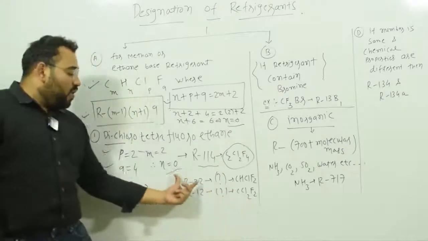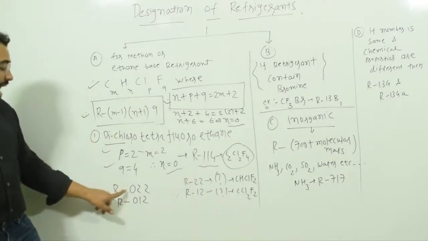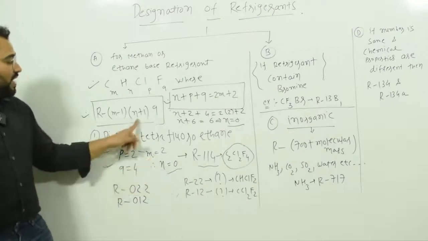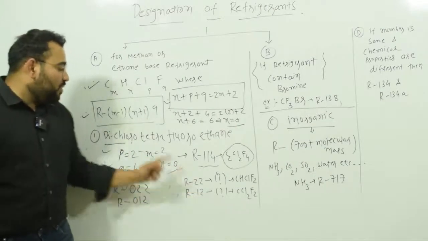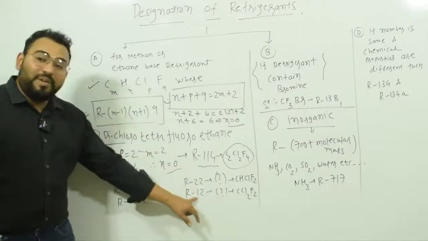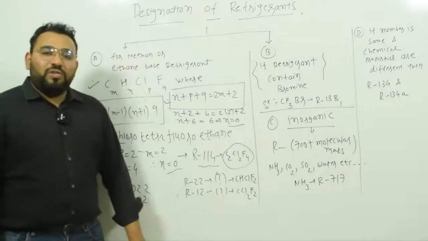So how do you have to do it? You have to write R22 something like this, R022, because we know that there are 3 numbers. So that means the first number is 0. So R022. R12, because we know 3 numbers, that means the first number is 0. So R012. And now do the reverse process and find out the chemical formula.